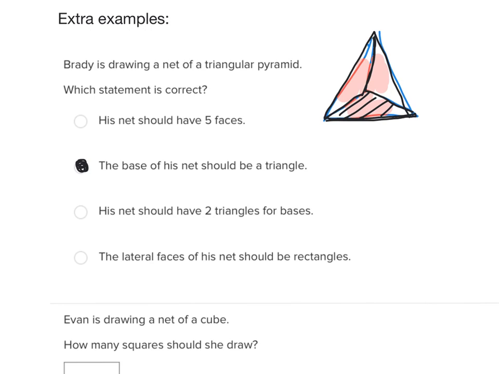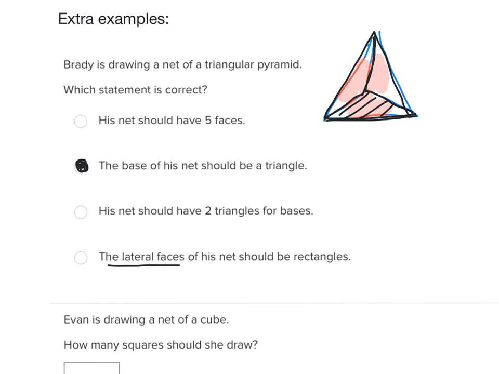Absolutely. When you name pyramids, you name them by their base. His net should have 2 triangles for bases. It's a pyramid, so it comes to a point. Now, we haven't talked about that, but all pyramids come to a point. They don't have a bottom and a top base.